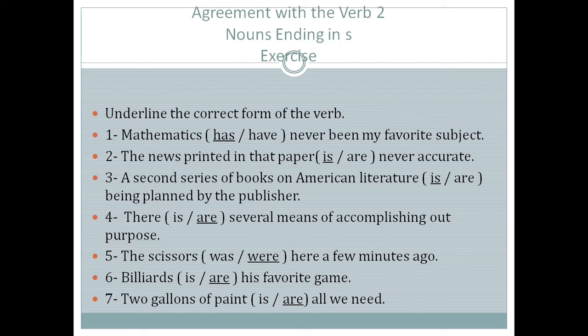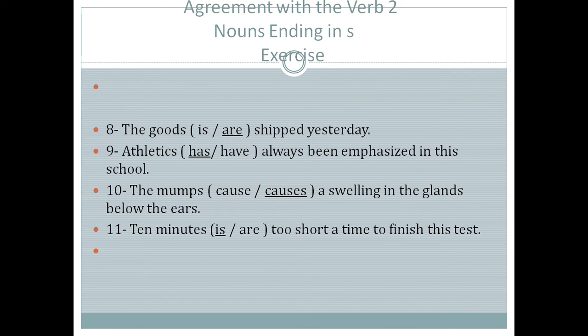There is a rule here. We can make uncountable nouns into countable nouns by preceding them with measurements. Like number 7. Number 8.